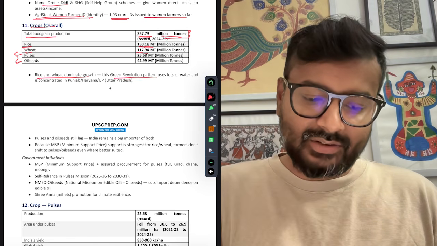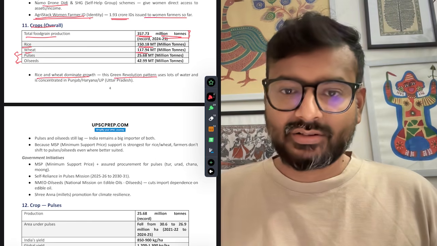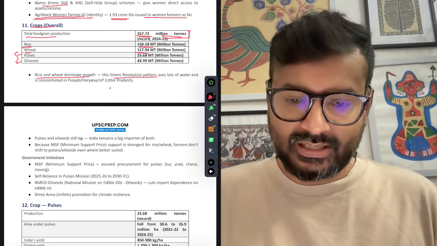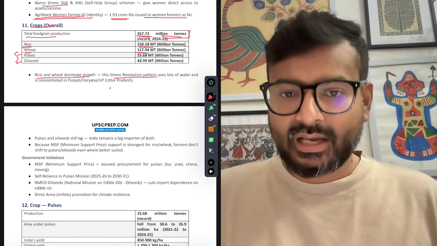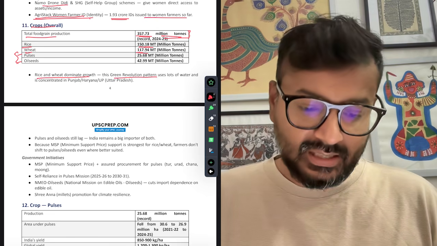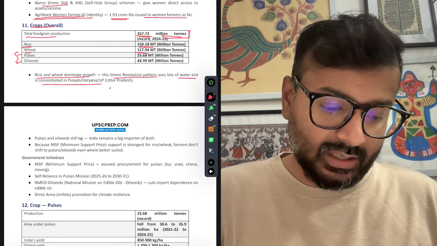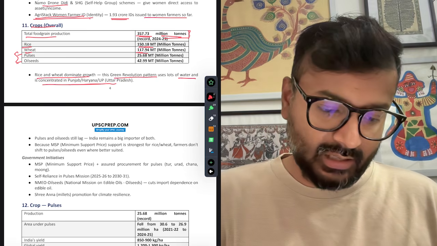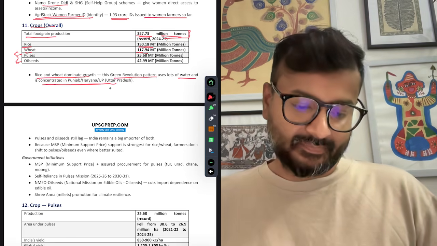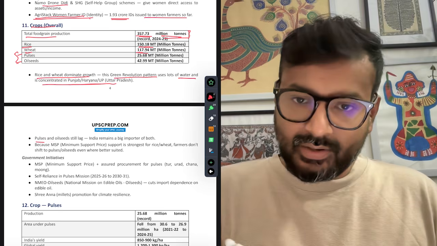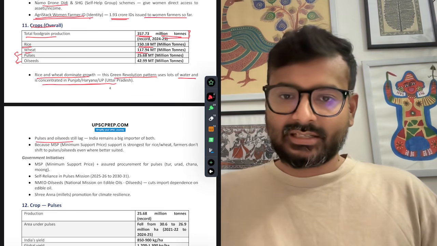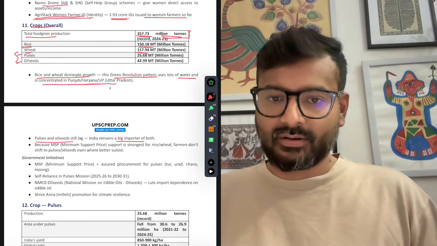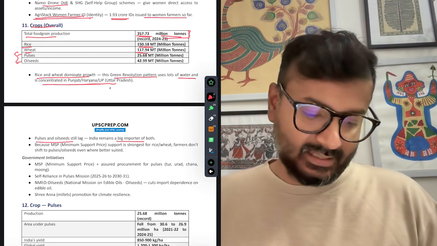So this is the green revolution pattern. In the green revolution, wheat and also rice production was increased a lot, and we experienced self-sufficiency in food grains, but it also uses a lot of water and is concentrated in northern India, particularly Punjab, Haryana, and western Uttar Pradesh. Whereas for other important food grains like pulses and oil seeds, India is still a very big importer. We import a lot of our needs.